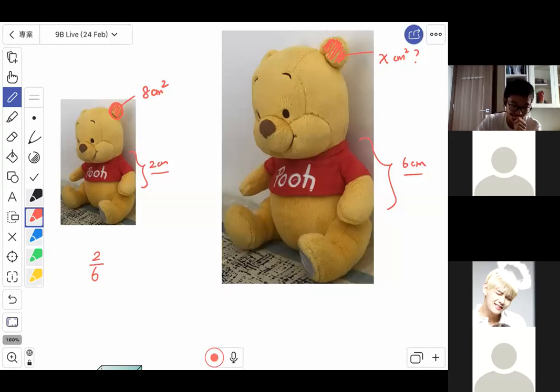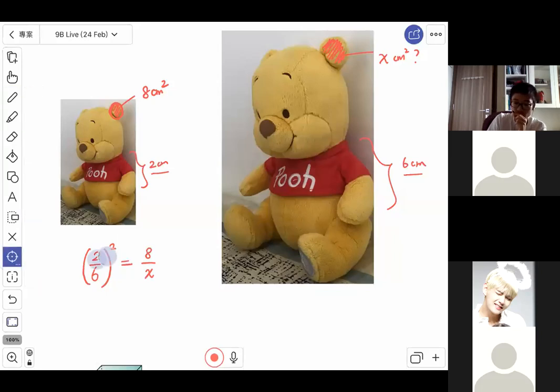And what about the area ratio? Area ratio would be... Agree? Okay, you can see that this type of question is quite similar to the similar triangle question. However, this is not similar triangle. They are similar solids. So this is the length ratio, and then that is the area ratio. So this is how we calculate x.